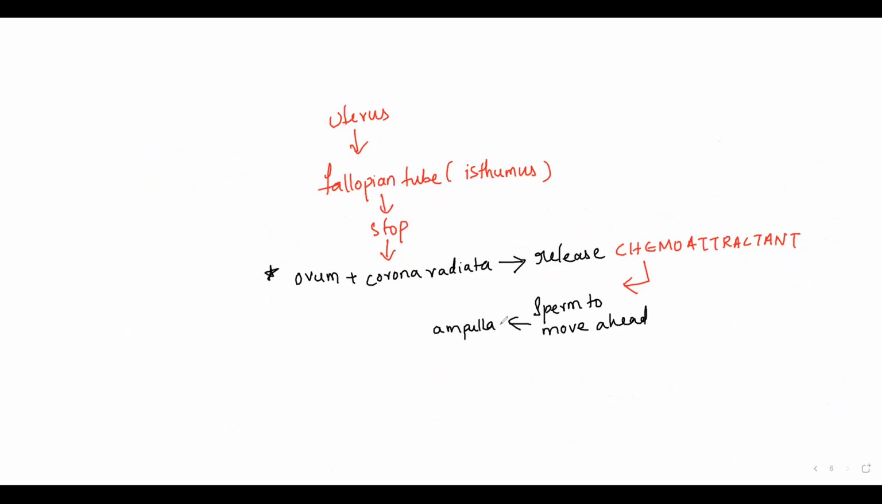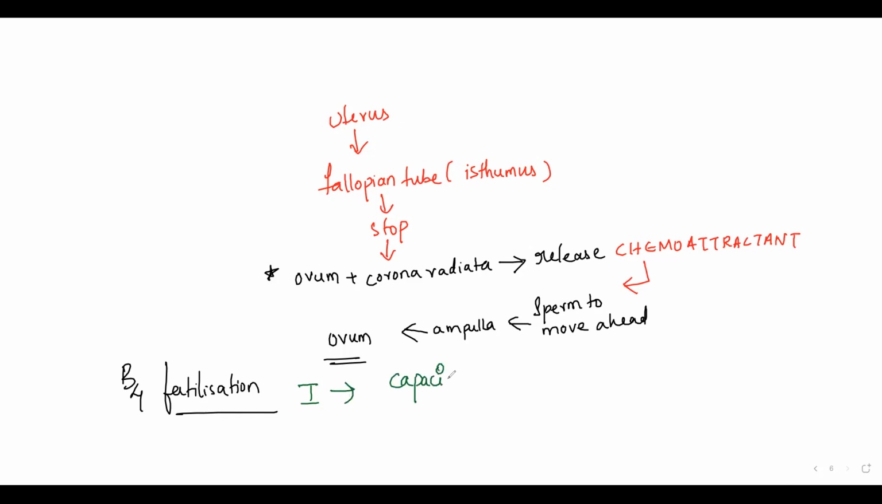But here I should speak about something else. The ampulla, the ovum is waiting. But there is an interesting fact that before the fertilization process, there should be two events that have to happen. The first event is being called capacitation. The second event that has to happen is acrosome reaction. These two have to happen.